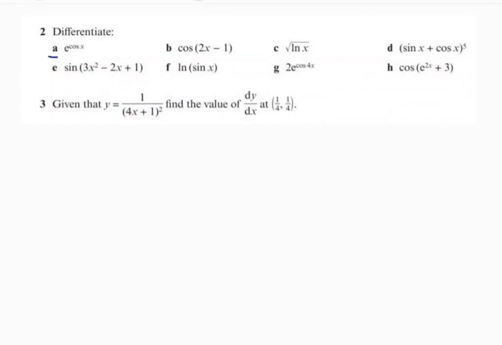In this video, I'm going to do exercise 9C questions 2 and 3 of A-level Pure 2 textbook. So this exercise is on chain rule, and let's just start with 2A. So let's call this function, let's write it as a function f of x. So we have f of x, which is equal to e to the power of cos x.